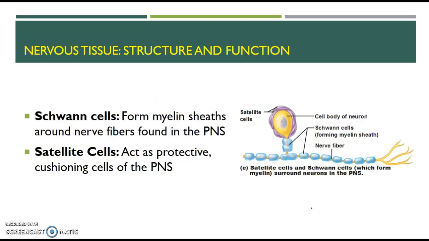Schwann cells are pretty much the same as the oligodendrocytes, but they're found in the peripheral nervous system. That's the big difference. They still form myelin sheaths around neurons. So here's the myelin sheath that is formed by the Schwann cell in our PNS. And then satellite cells are going to surround the cell body of a neuron. Here, it's in purple. And it acts as a protective cushioning around that cell body of the neuron. So both of these are really found in the PNS.